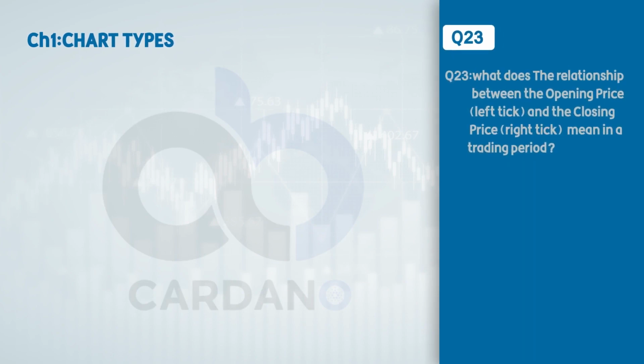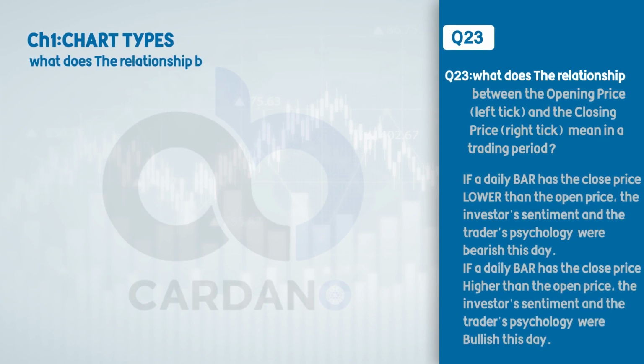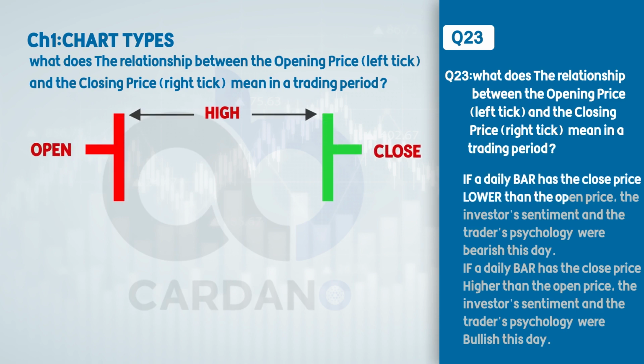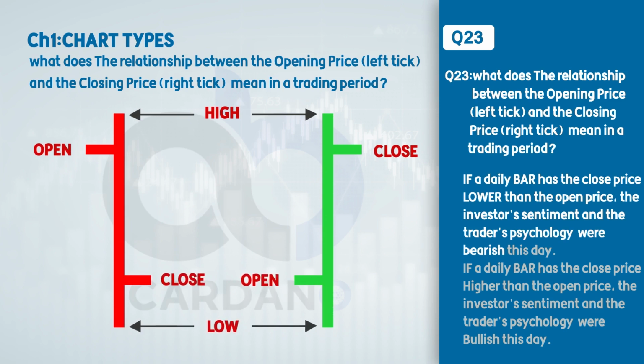Question number 23. What does the relationship between the opening price left tick and the closing price right tick mean in a trading period? The answer is, if a daily bar has the close price lower than the open price, the investor's sentiment and the trader's psychology were bearish this day. And if a daily bar has the close price higher than the open price, the investor's sentiment and the trader's psychology were bullish this day.